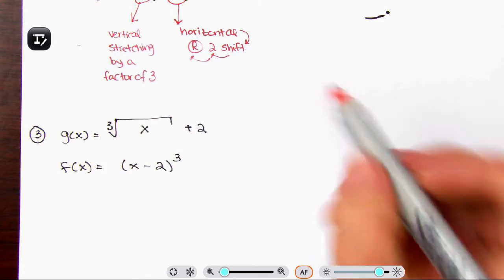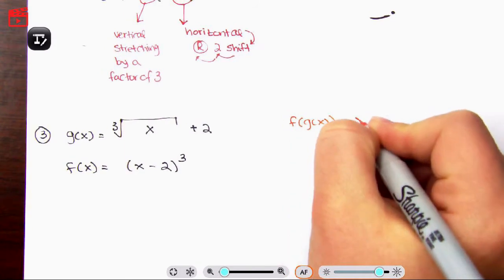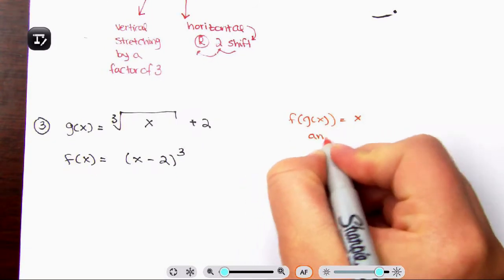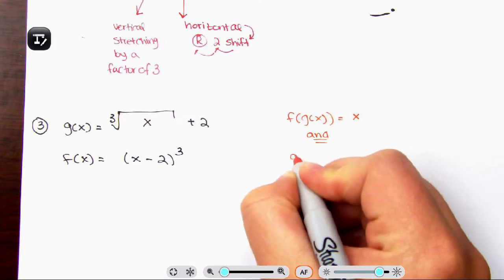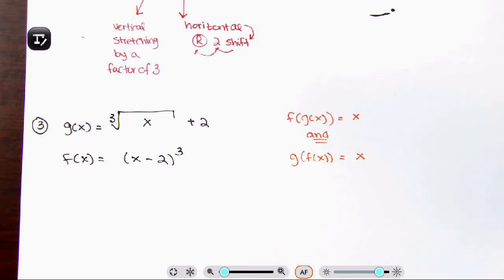The first thing you have to prove is that f of g of x is equal to x. And you have to prove that g of f of x is equal to x. Yes, there are other ways to prove it, but this is the method that we're using. If you choose to use any other method, I will be marking it incorrect because you're not reading the directions. All right, let's go ahead and get started on this one.